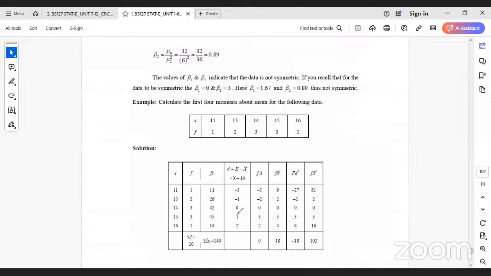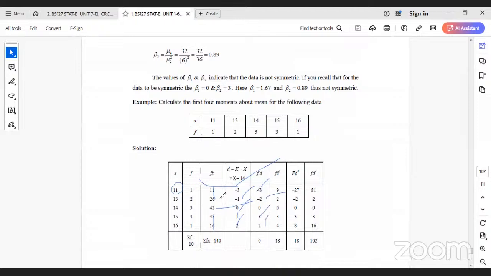సో మిడిల్ పాయింట్ తీసుకోండి. ఈ రెండు ఇడిచిపెట్టండి. దిస్ ఇస్ ద మిడిల్ పాయింట్ అవుతా కదా? Yes, sir. సో 0. x minus 14: 11 minus 14 is minus 3, 13 minus 14 is minus 1, 14 minus 14 is 0, 15 minus 14 is 1, 16 minus 14 is 2. So f into d: 1 into minus 3 is minus 3, 2 into minus 1 is minus 2, 0, 3 into 1 is 3, 1 into 2 is 2.